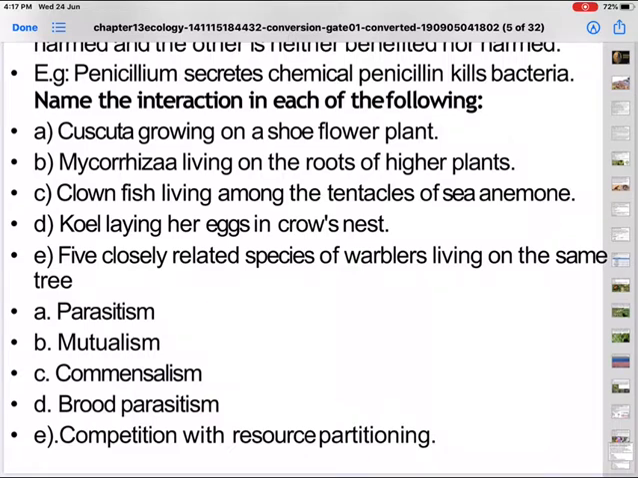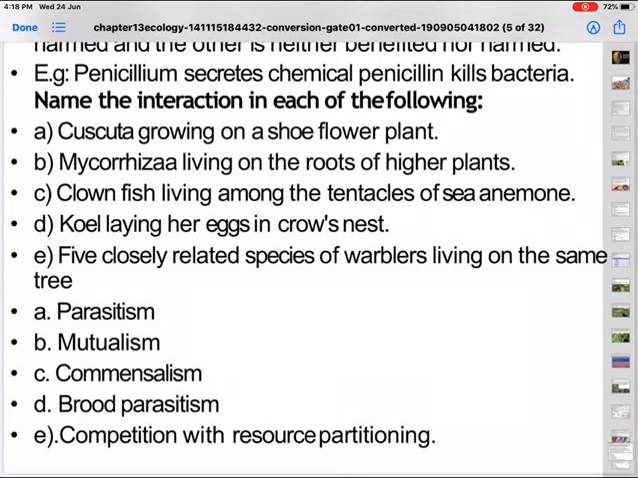Parasitism, the first one, that is Cuscuta growing on a shoe flower plant, is parasitism. Mycorrhiza living in the roots of higher plants, mutualism. Clownfish, just now we saw that photo, living among the tentacles of sea anemone, commensalism. What is commensalism? It is plus and zero. One is benefited, another is neither benefited nor harmed.